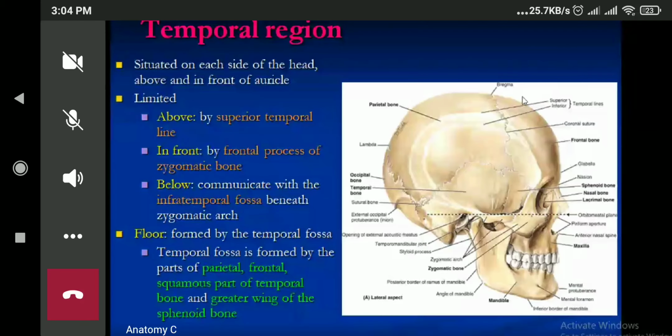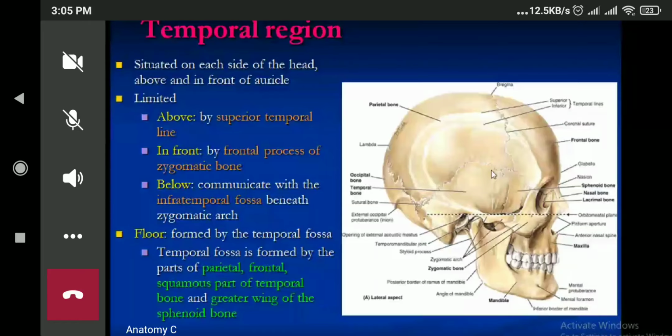The next one is the floor. The floor of the temporal fossa is formed by four different bones: the squamous part of the frontal bone, the squamous part of the parietal bone, the squamous part of the temporal bone, and next one, can you see the small part over here? This one is part of the greater wing of the sphenoid. So all those four bones will form the floor of the temporal fossa.